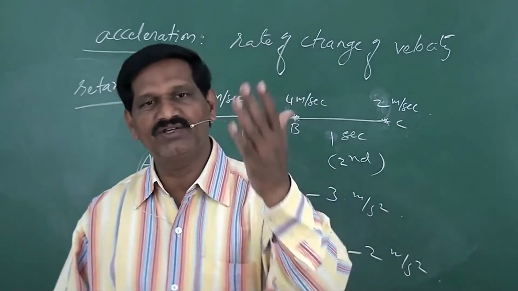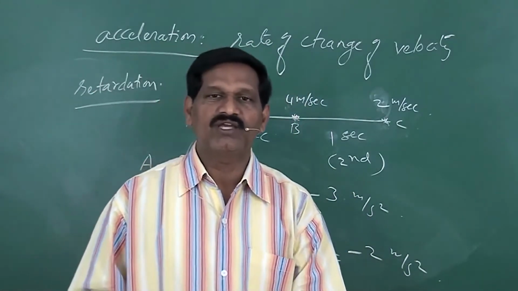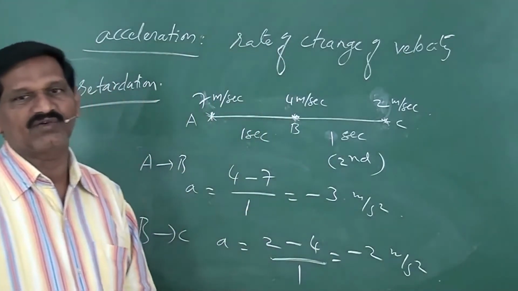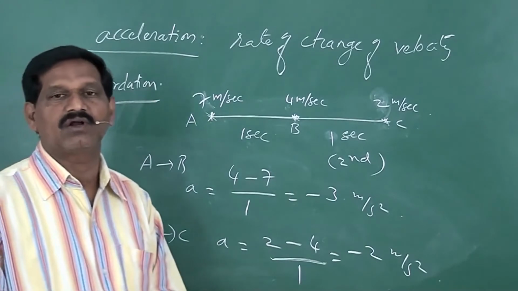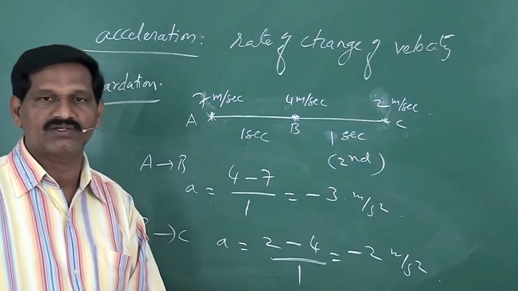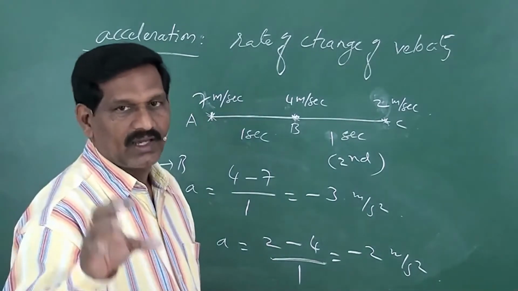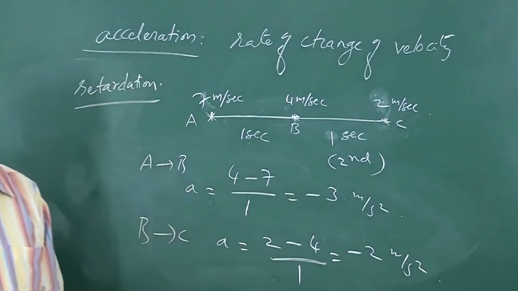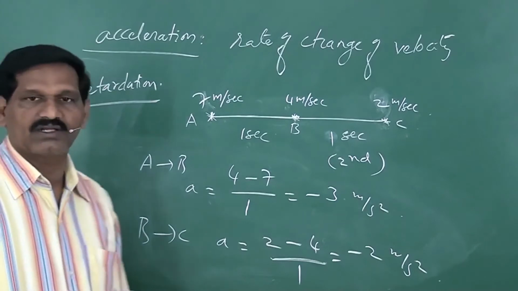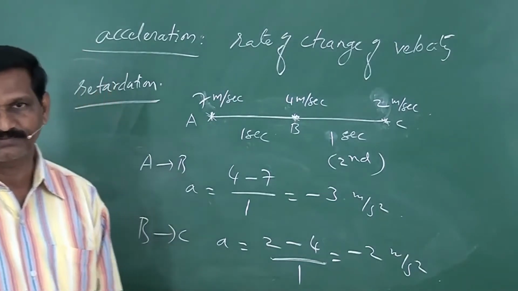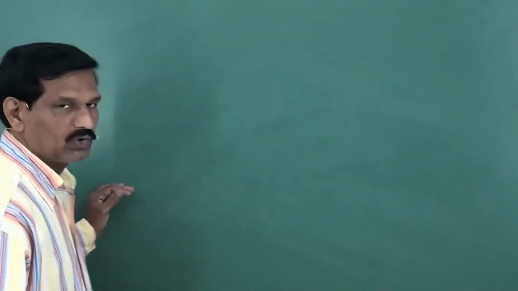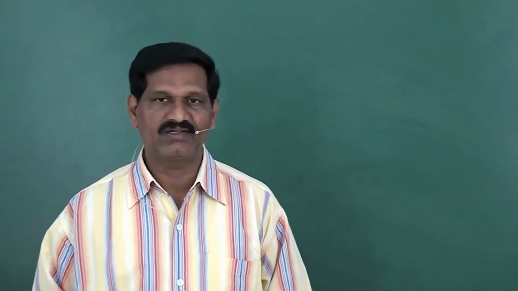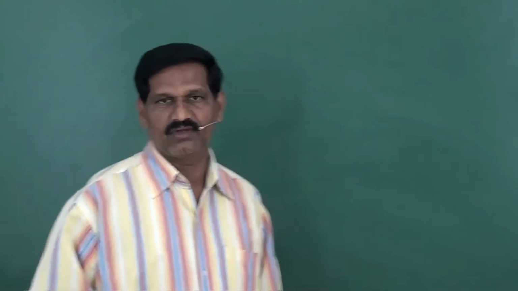When the velocity increases, then you say that body accelerates. So positive acceleration, negative acceleration. Negative acceleration is called retardation. So in the case of retardation, you have to take acceleration as negative. So that is retardation. So we have discussed distance, displacement, speed, velocity, acceleration.